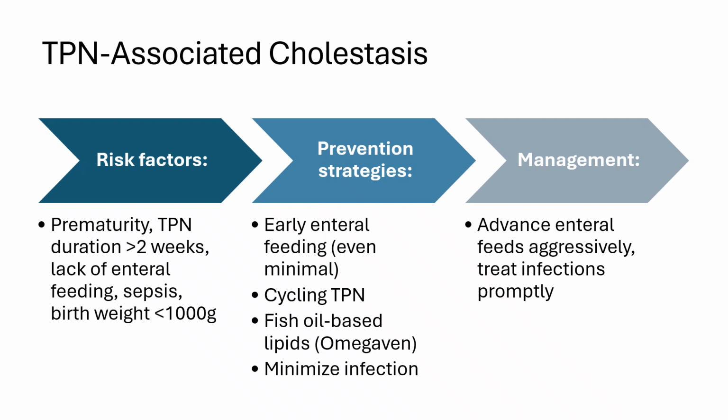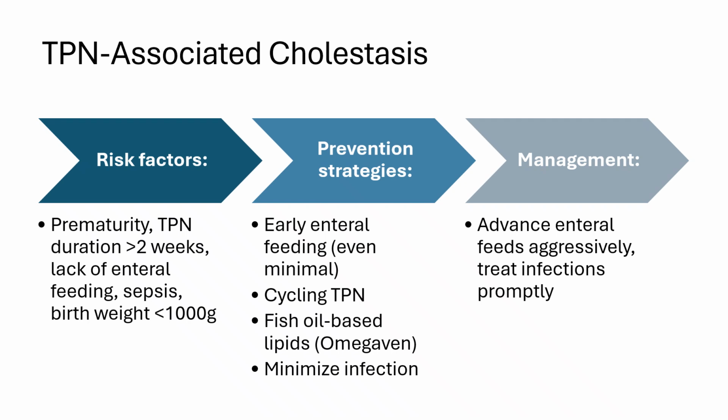Risk factors compound in our smallest patients. Prematurity tops the list. Infants under 1,000 grams birth weight face the highest risk due to hepatic immaturity. Duration of TPN correlates directly with cholestasis development, typically appearing after 2 weeks of exclusive parenteral nutrition. Sepsis episodes accelerate liver injury through additional inflammatory insults. Lack of enteral feeding removes protective factors while allowing bacterial translocation.